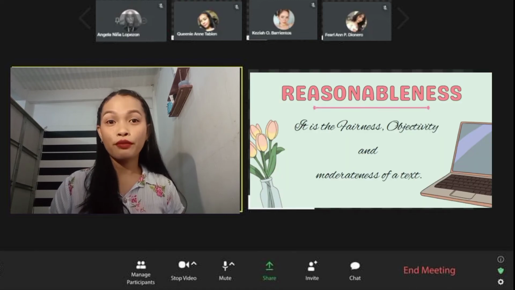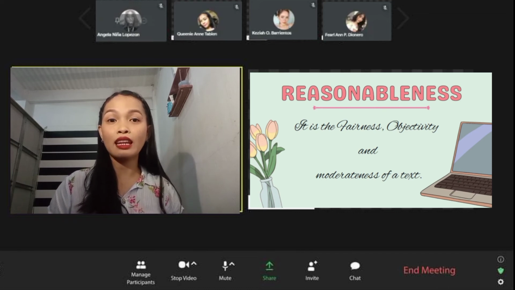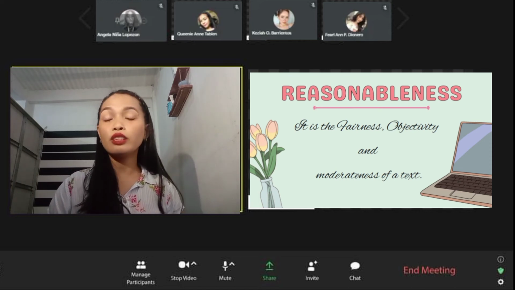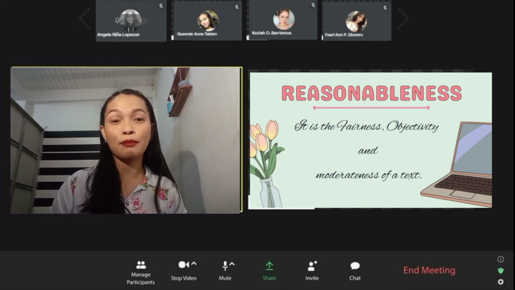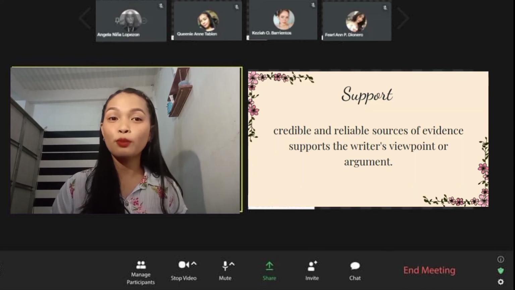Moving on, fairness, objectivity, and moderateness are all factors to consider while determining reasonableness. To be fair, the writer must present a balanced argument and evaluate claims made by those who have opposite viewpoints. A good information text will have a calm, reasoned tone in arguing or presenting a material thoughtfully. Moving on to the next slide is support.